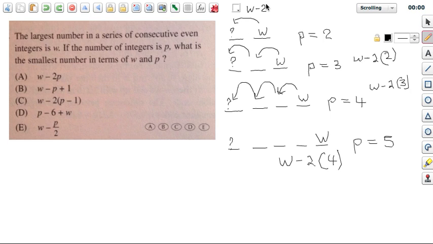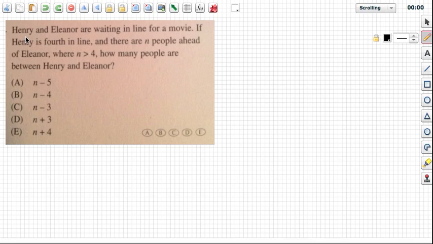Let's just say 1 here because P is 2 and there's only 1 here. So you can see that the number in the parentheses is 1 less than P. This one is 1 less than the corresponding P, and the number here is 1 less than corresponding P. So it looks like the answer should be W minus 2 times P minus 1, and the correct answer is C.